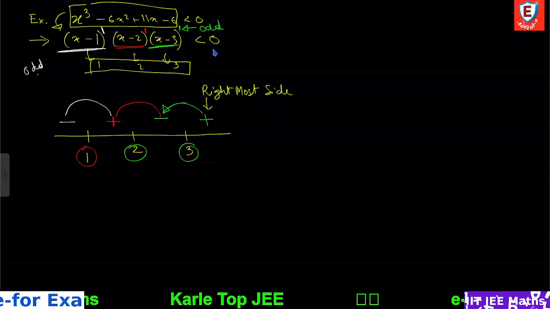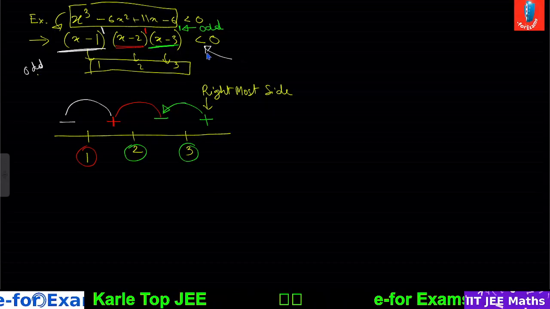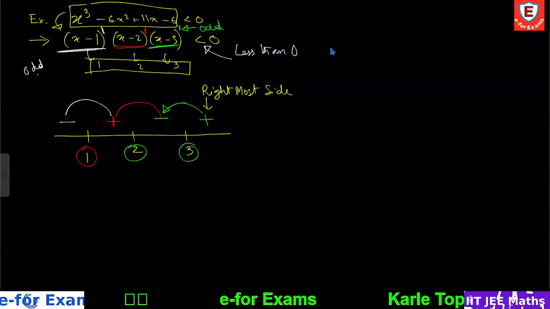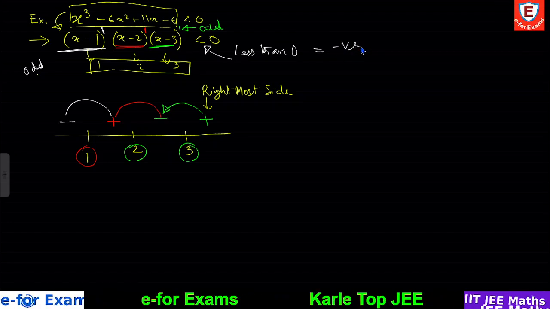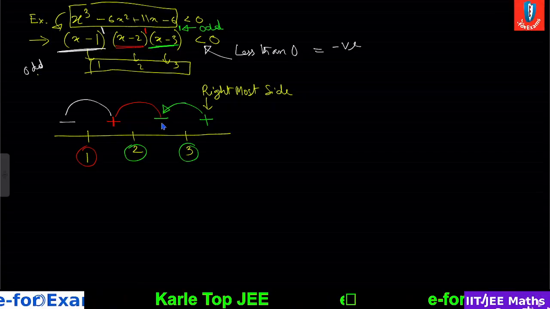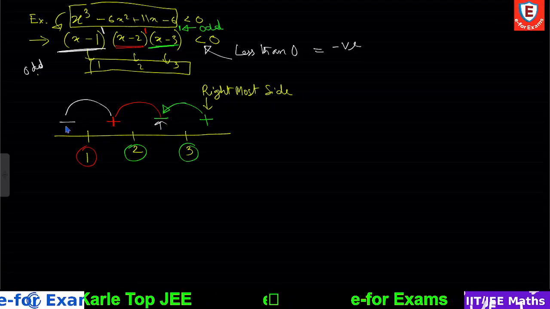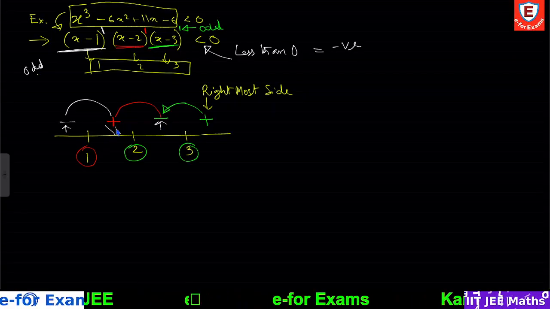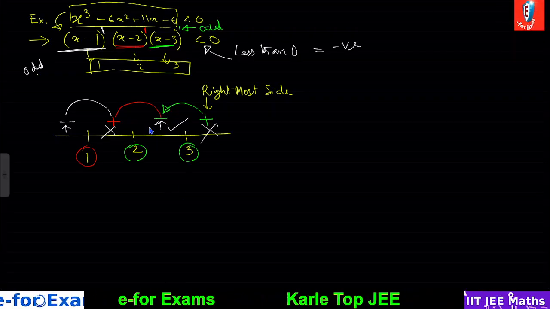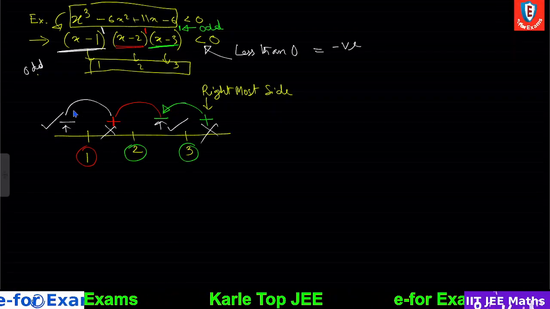Now in the question it is less than 0, right? Less than 0 means negative. So choose the negative interval from here. Negative interval means here it is negative. Here it is negative. This is positive. So we will not choose this. We will not choose this. We will choose this and this.